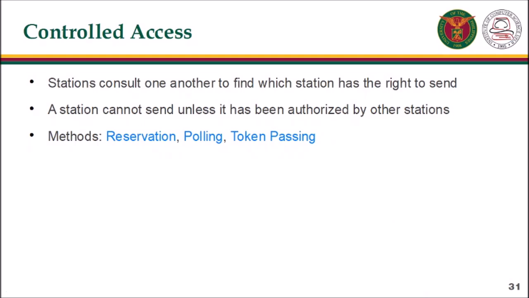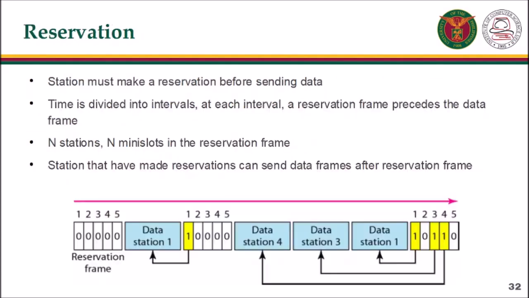In controlled access, the stations consult one another to find which station has the right to send. A station cannot send unless it has been authorized by other stations. The three methods are reservation, polling, and token passing.